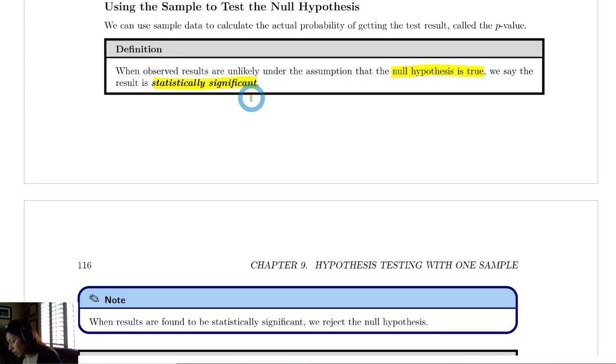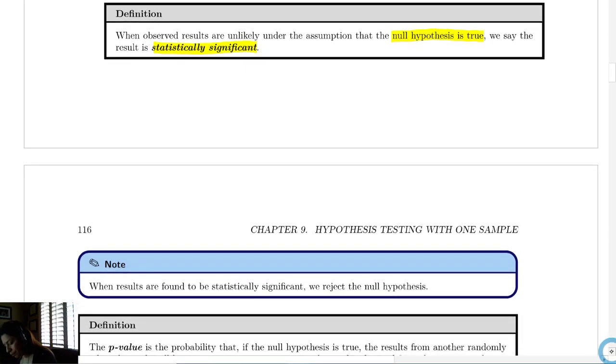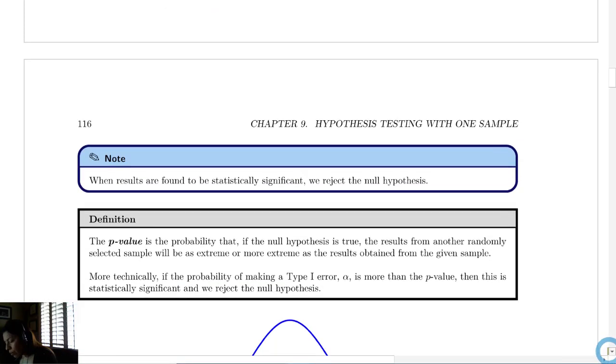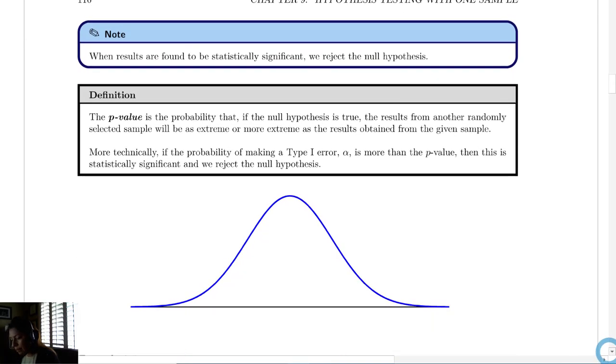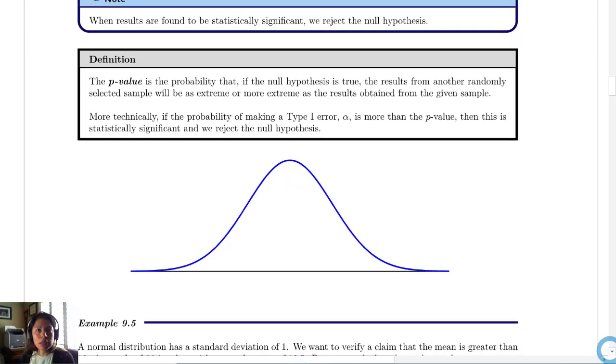So what does that really look like, visually? When we make a claim, for example, someone is on trial and there is enough evidence to determine that they're guilty, then that's statistically significant, right? So what does that mean in terms of hypothesis testing? Well, the null hypothesis is status quo. So if something is statistically significant, then we reject the null hypothesis.